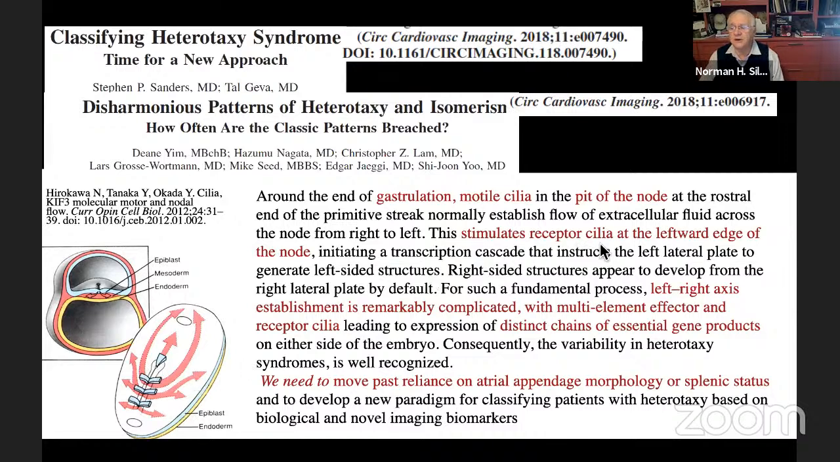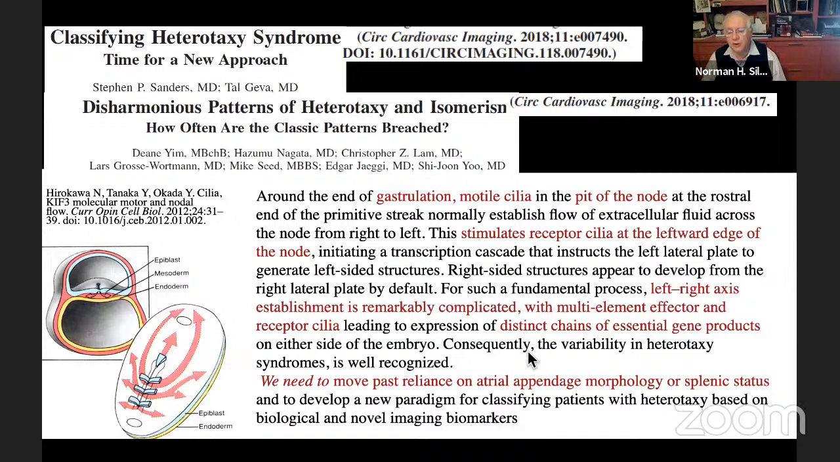This stimulates receptor cilia at the left edge of the node, initiating a transcription cascade that instructs the left lateral plate to generate left-sided structures. Right-sided structures appear to develop by default. For such a fundamental process, the left-right axis establishment is remarkably complicated, with multi-element effector receptor cells leading to the expression of distinct chains of gene products on either side of the embryo, and consequently, as we have understood from the syndrome, the variability in heterotaxy syndromes is well recognized.